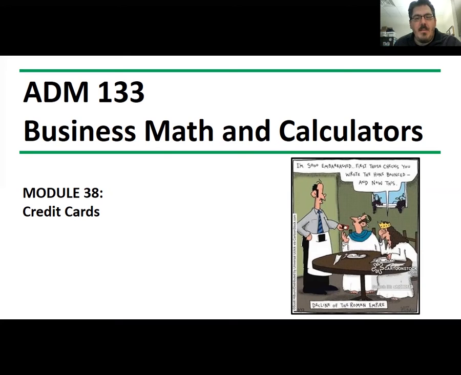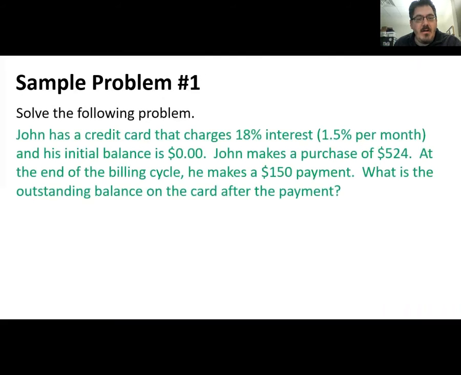Alrighty, let's go ahead and jump into our first problem involving credit cards. So in this first problem, we've got a fairly complicated situation, I guess. John has a credit card that charges 18% annual interest. What that means is that breaks down to about 1.5% interest per month. And his initial balance on his credit card is $0. Now, John makes a purchase of $524. At the end of the billing cycle, he makes a $150 payment. What is the outstanding balance on the card after the payment?